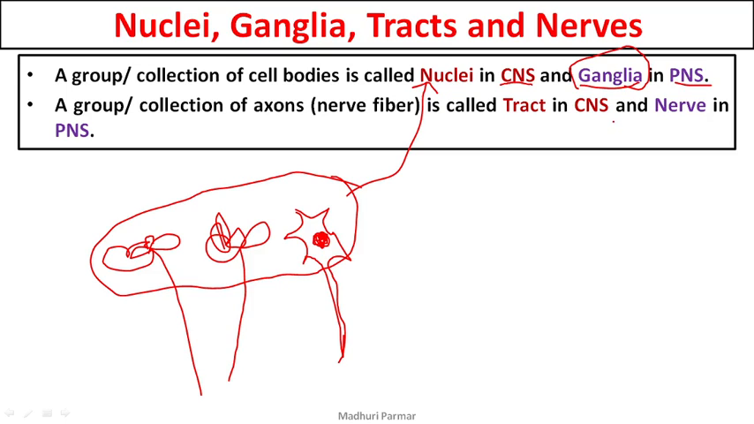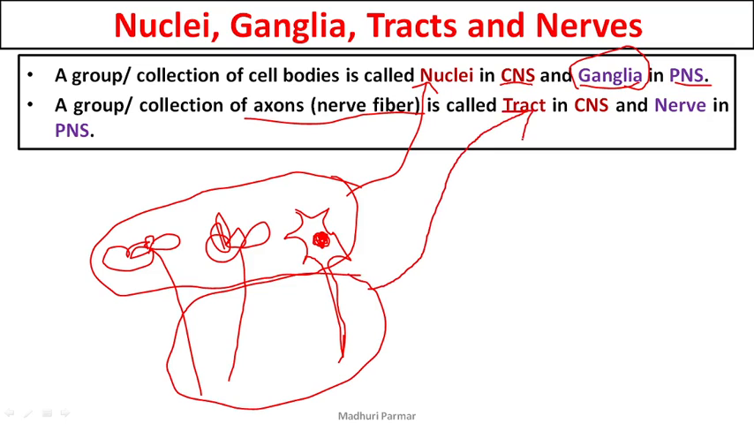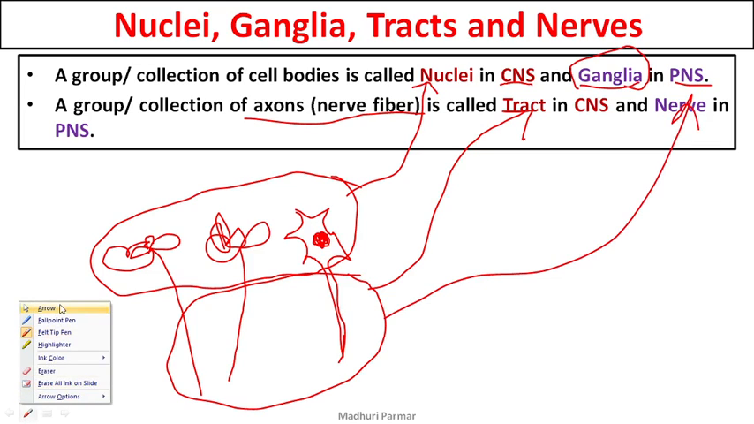Even when you study animal classification or the nervous systems of different organisms, you will be coming across this term ganglia. Fine? Then a group or collection of axons or nerve fibers is called a tract. Let us just consider this group of axons at the bottom. This group will be called a tract in case of the CNS, again, so in your spinal cord or in your brain, and it will be called a nerve in case of your peripheral nervous system.